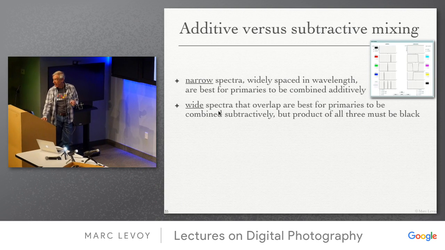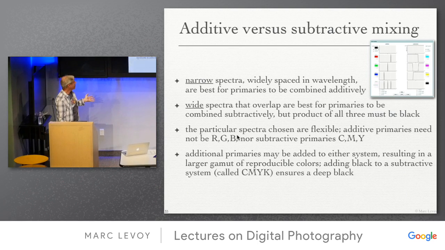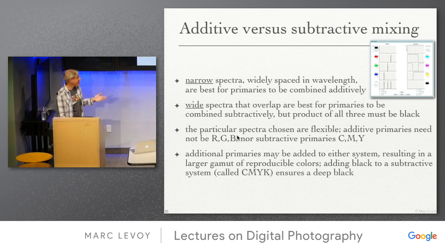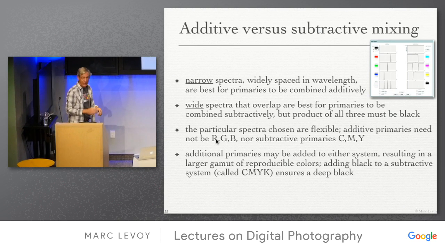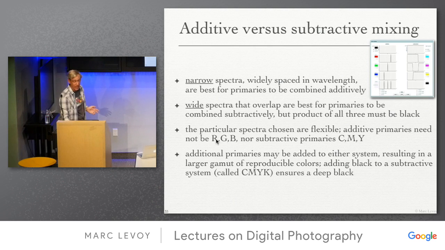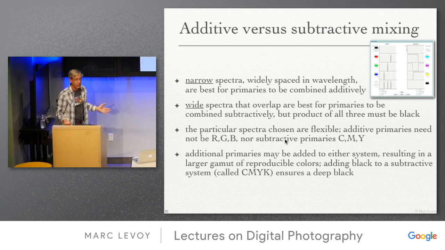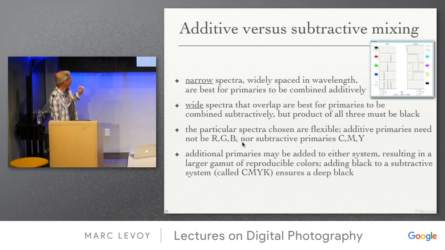But wide is best when you're subtracting, because then you'll get the overlaps you need in order to get intermediate colors. So the particular spectra are flexible. The additive primaries don't need to be red, green, blue. You can move them around. They kind of want to be in the reddish, greenish, and bluish parts of the spectrum, or you won't get a full range of colors. And the subtractive primaries don't need to be cyan, magenta, and yellow. You can move them around too, so they will appear different colors. But you want these to be narrow if you're adding. You want these to be broad.